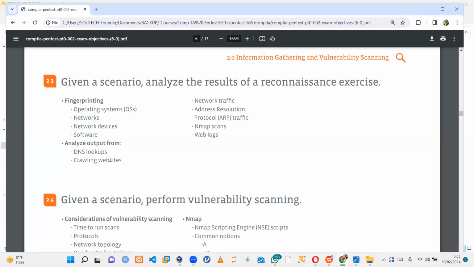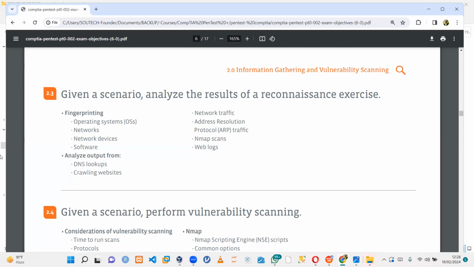Same thing for network traffic, same thing for ARP traffic. Address Resolution Protocol works together with the DHCP server to assign IP addresses to nodes on the network and also resolve those IP addresses. When we do an Nmap scan and it brings us the open port, the closed port, it helps us draw a topology. The question is, can we analyze the result? Because in your exam, you are going to need to interpret.